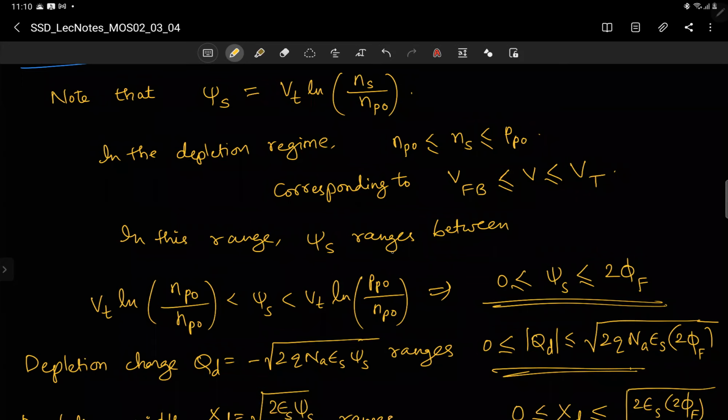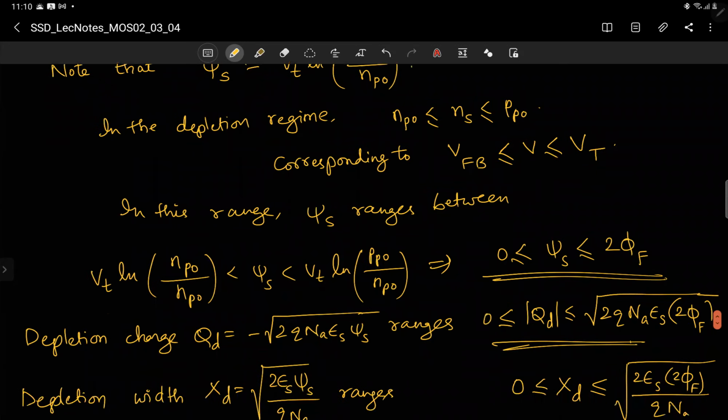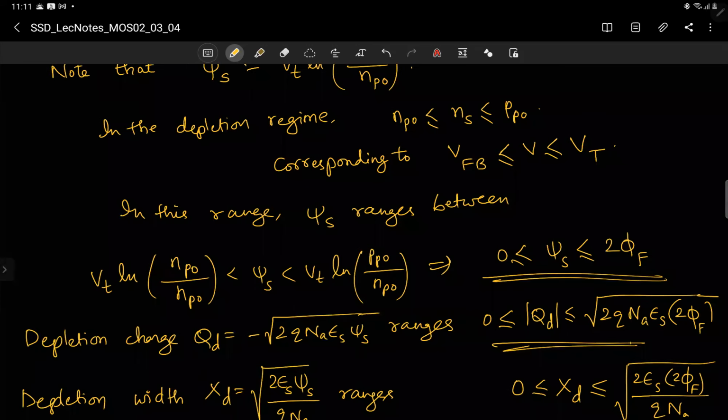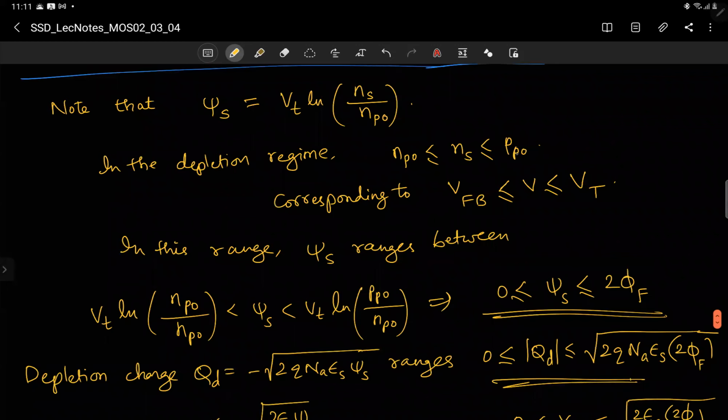So in this range, Ψs ranges between what? Ψs also keeps increasing. If V keeps increasing, the drop across the semiconductor also keeps increasing. And how does it increase? Using the Boltzmann relation again, Vt ln(np0/np0), because ns changes from np0 to pp0. So you just substitute these ranges in the top expression, ns by np0, and you will get this.